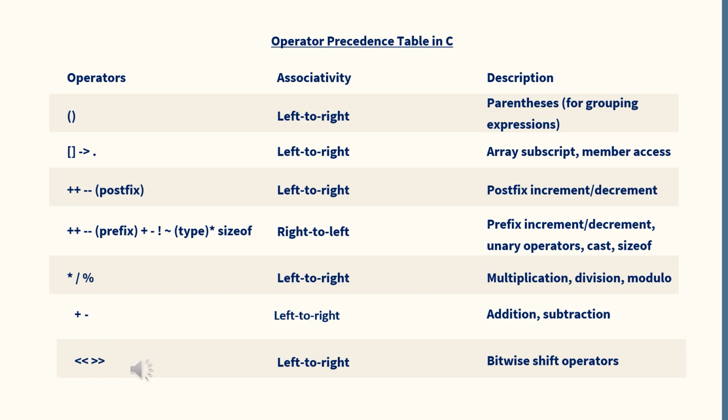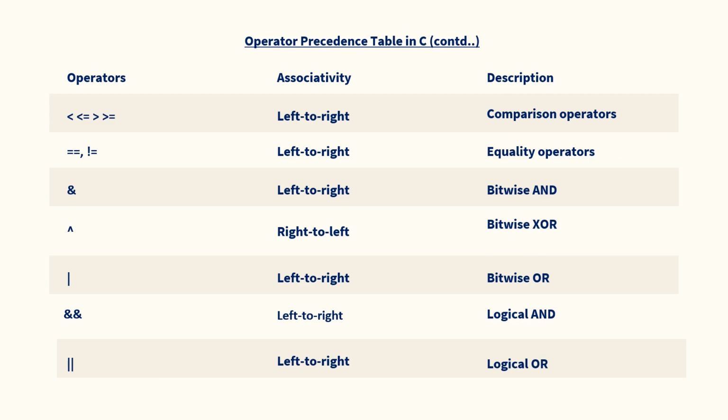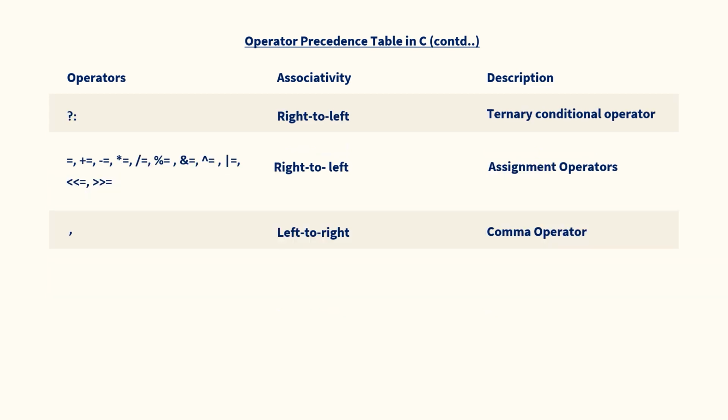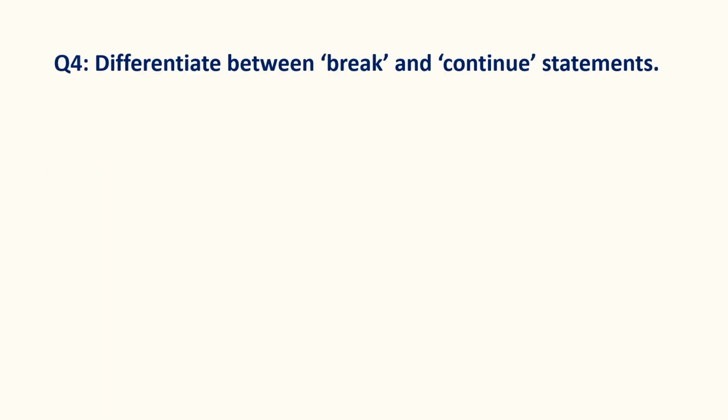As we move further down the table, we find the multiplication, division, and modulo operations. Right after these are the addition and subtraction operators, followed by the bitwise shift operators. Then come the comparison and equality operators, followed by the bitwise AND, XOR, and OR operators. The logical AND and OR operators come next. Near the bottom are the ternary conditional operator and the assignment operators, and finally, at the very bottom, we have the comma operator. Question number 4.